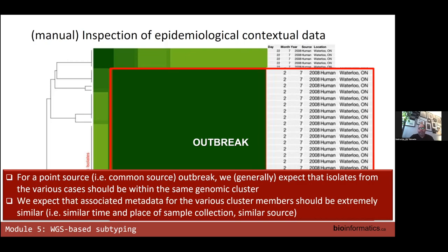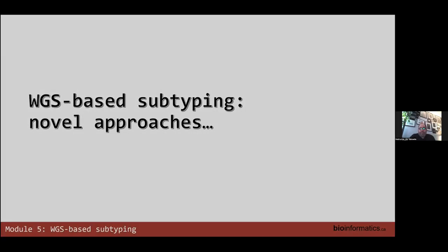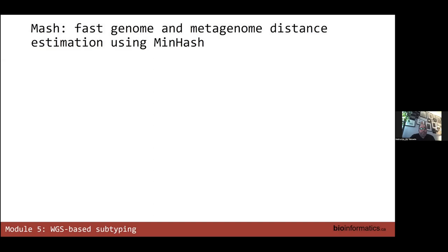just to say again, this goes back to one of the first principles I talked about, which is the fact that you expect genetic similarity and epidemiological similarity. Okay, we're almost there again.